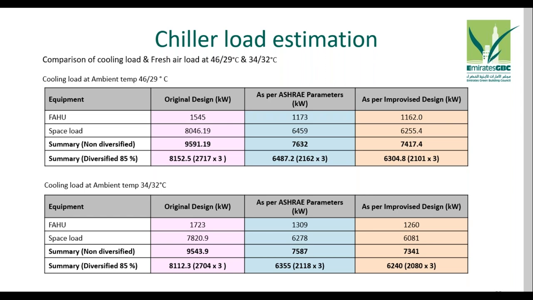So, by doing this, without doing any detail engineering as such, we can apply the parameters where we can reduce the load by about 200 kilowatt in the original design and almost 600 kilowatt in the improvised design.